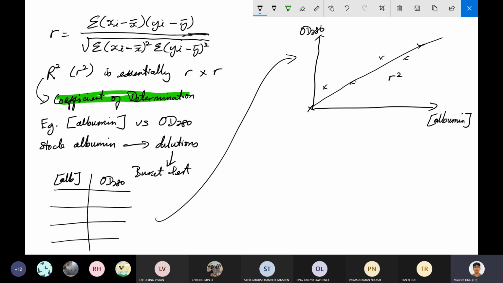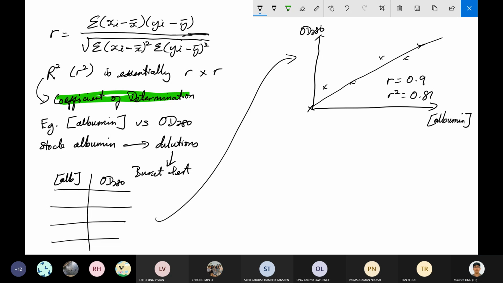Let's just start with R first. If the R is, let's say, 0.9, which is pretty good, what will be the R square? If R is 0.9, what is R square? Quickly, Lawrence? Lawrence! Hello? Yeah, R square, R is 0.9. Is it 0.81? Correct, correct.